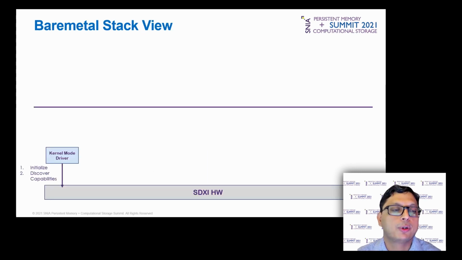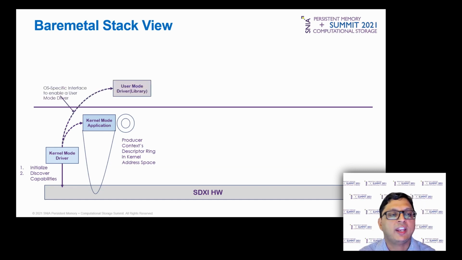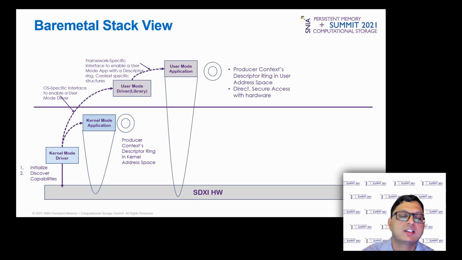So how can this be more useful? It's not just for kernel mode application. So while we think a kernel mode driver can initialize and discover the capabilities from the hardware to do the initial setup, it can now enable a kernel mode application, like in the previous example, with a producer ring to perform some of the data manipulation operations that it needs to perform. And then it can also enable, using an OS-specific interface, a user mode driver or a library that can now, in turn, enable specific applications with their own descriptor rings that can directly submit work to the hardware without having to build too many software layers in between.